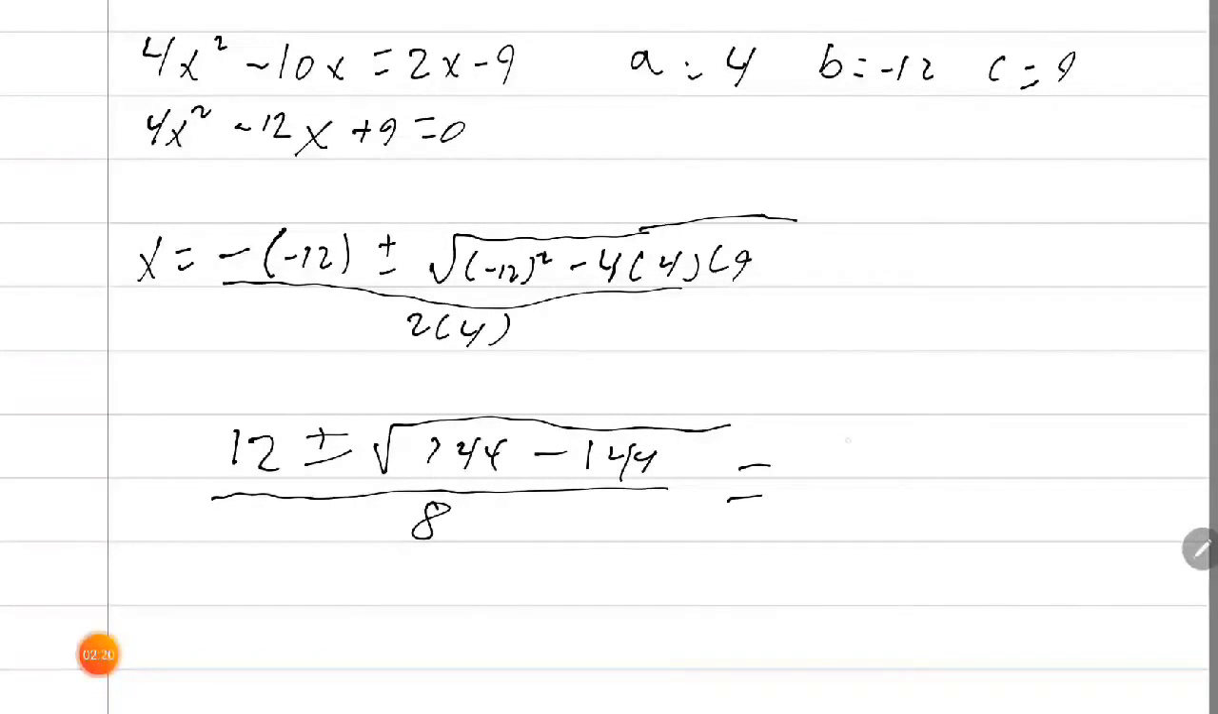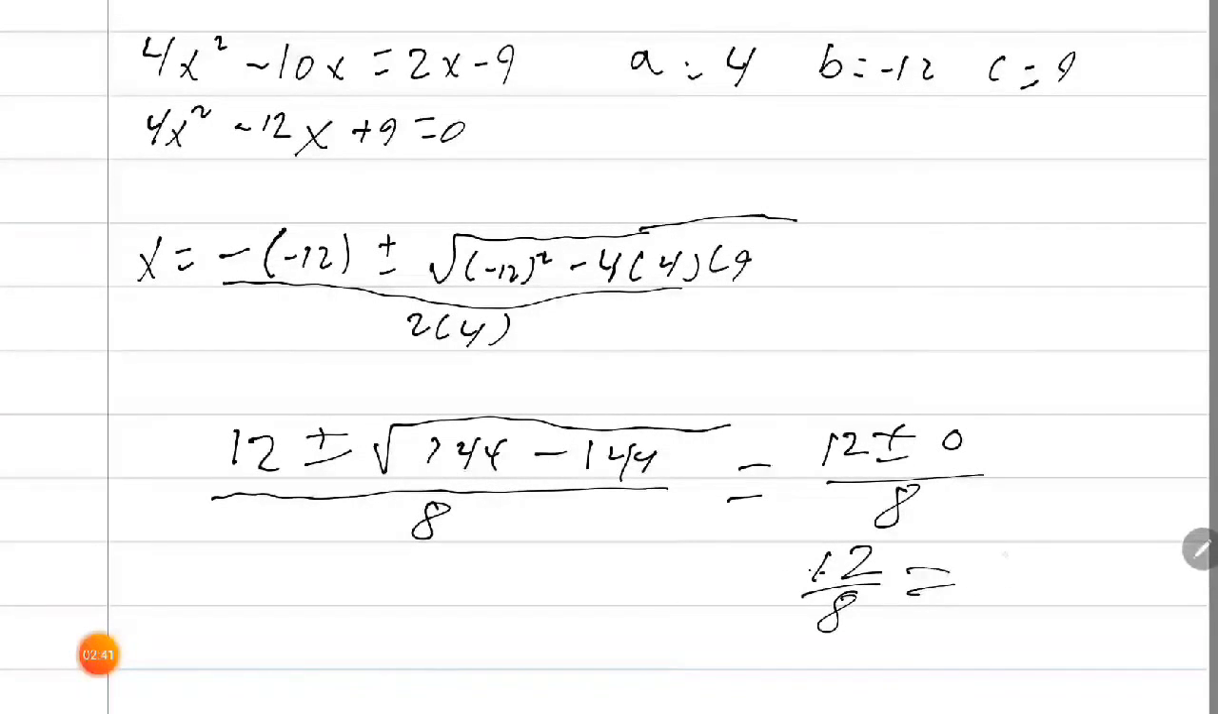So would you look at that? 144 minus 144 is 0. So 12 plus or minus 0 over 8. So we have 12 plus 0 divided by 8, and 12 minus 0 divided by 8. So we'll get the same answer, which is 12 divided by 8.